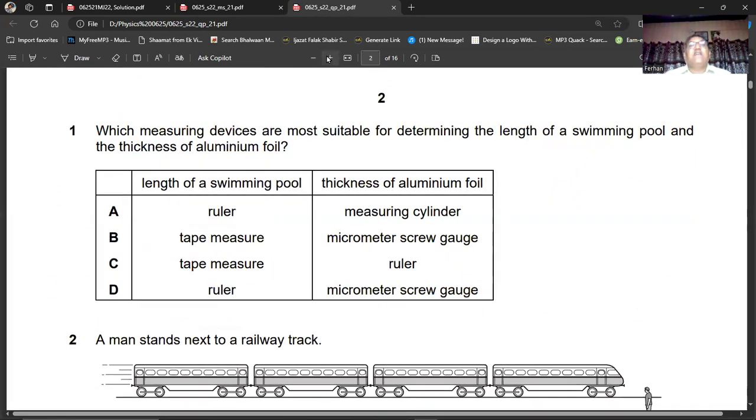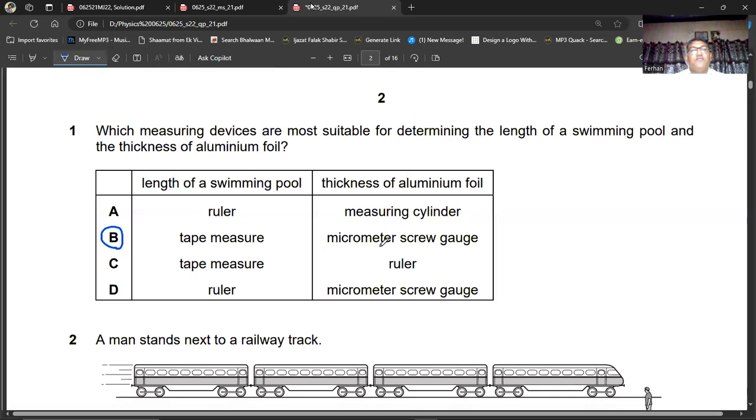Question number 1 is coming up on your screen. Which measuring devices are most suitable for determining the length of a swimming pool and the thickness of the aluminum foil? The length of the swimming pool should be measured with a tape measure, and the thickness of the aluminum foil is measured with the micrometer screw gauge. So I think B looks the right answer, sir. Question number 1, B is the answer, sir.